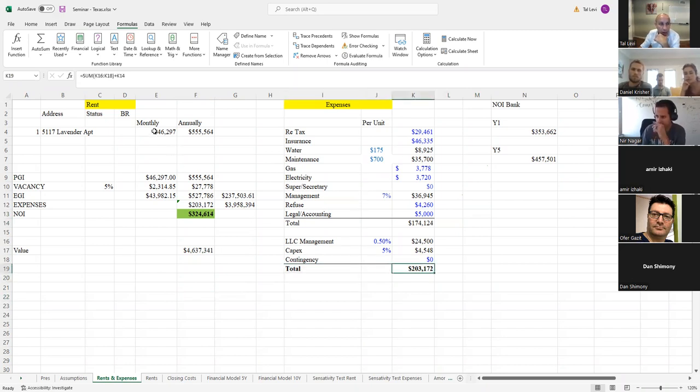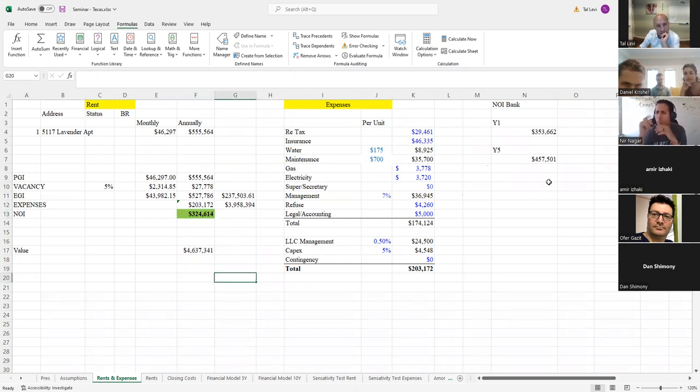So now that I have the expenses and I know how much the rent is, I can calculate NOI. I have PGI, potential gross income, I have my vacancy, I have expenses, and I get to EGI, effective gross income. Potential gross income means how much money I'm going to collect if I collect all the rent all the time, 100%. It's going to be $555,000. Vacancy means how much I'm losing on vacant units, about $27,000 a year, which gives the effective gross income, the actual number I'm expecting to collect, of $527,000. From that, I have $203,000 in expenses, which brings me to a NOI, net operating income, of $324,000.